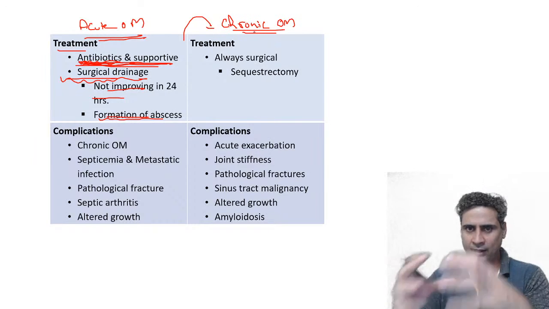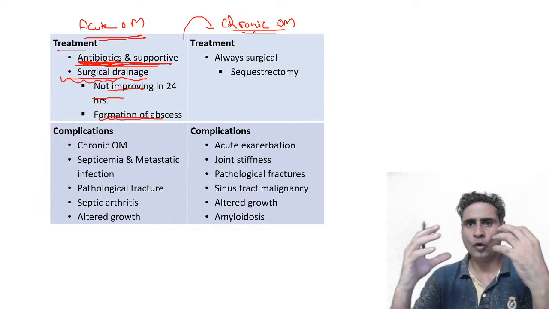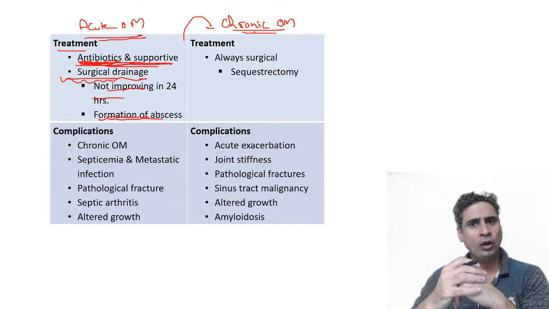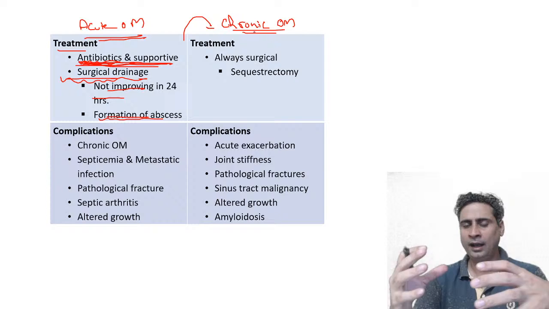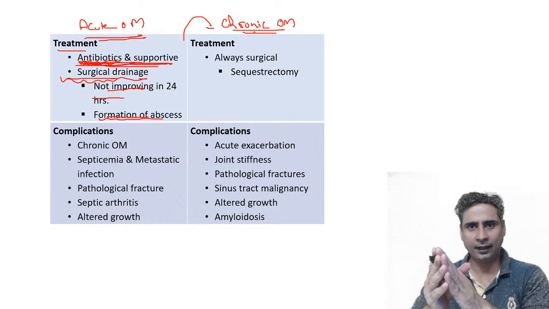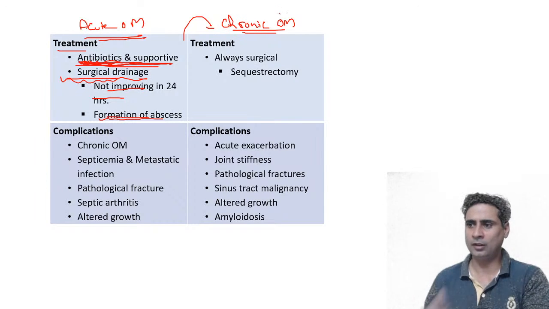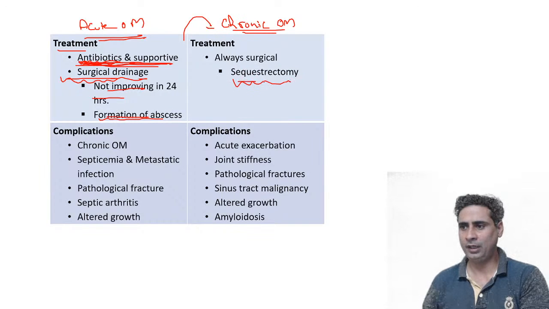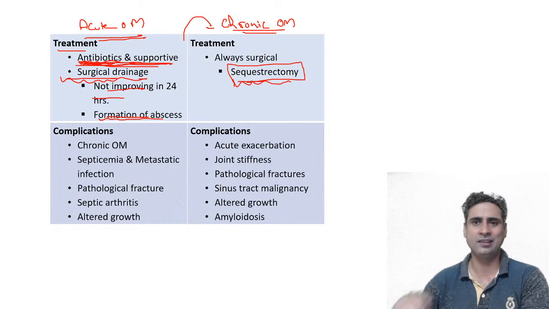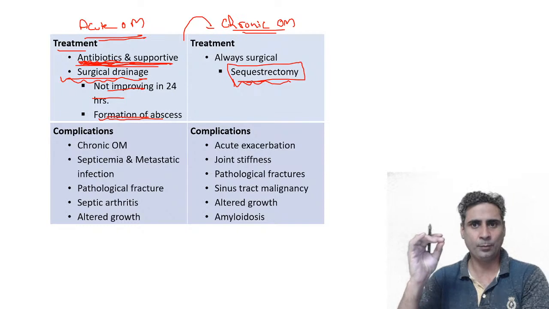You take out dead necrotic bone, you remove all granulation tissue, all devitalized soft tissue, and you close the wound over a drain. The surgery is commonly known as sequestrectomy, removal of sequestrum. It is the basic surgical principle in chronic osteomyelitis.